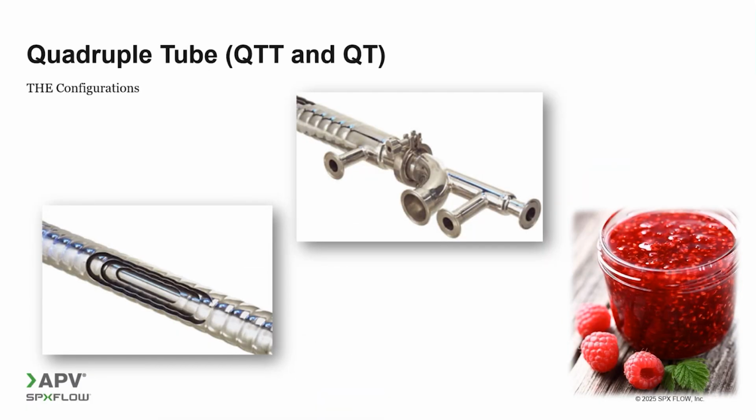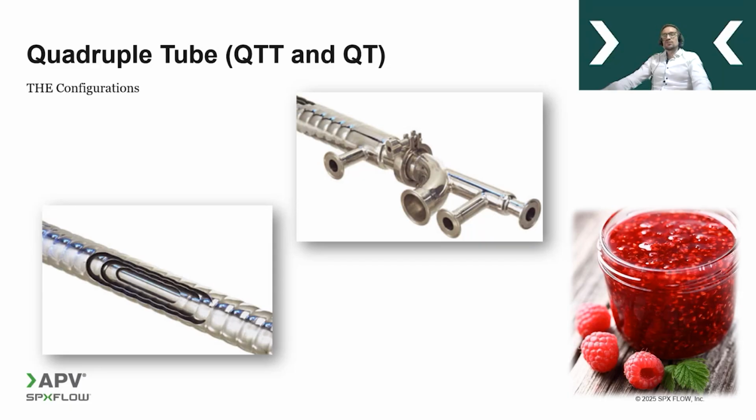And finally, we have the quadruple tube. We can also mention the quadruple triple tube, as they all consist of 4 concentric tubes. Similarly to the triple tube, the heating or the cooling media would be acting on the product from both the inner and the outer circuits. And in that way, we can ensure an efficient thermal exchange.